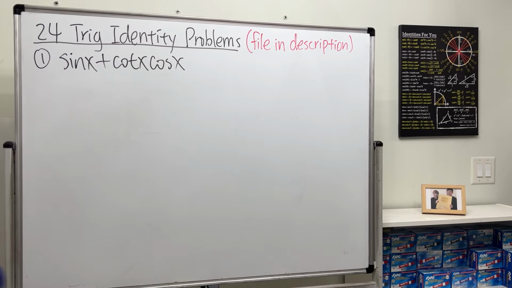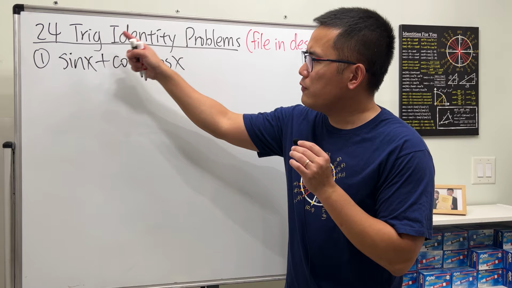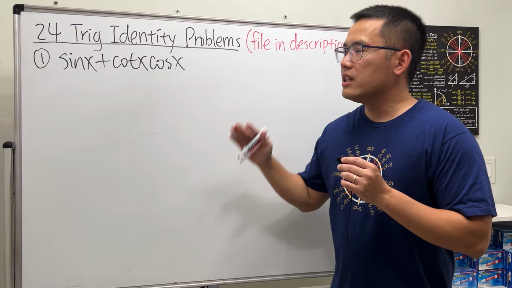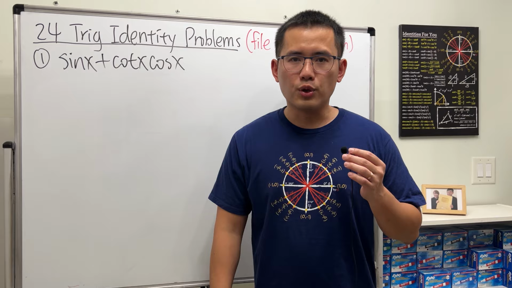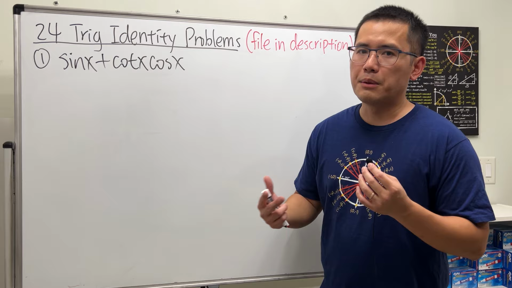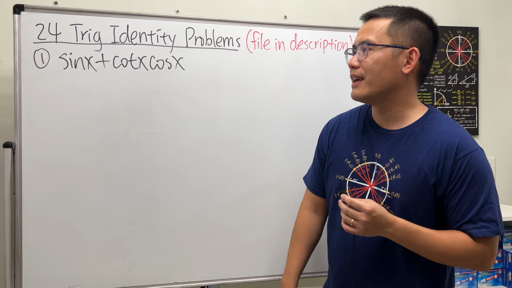Okay, today we are going to do 24 trig identity problems, and of course we'll be doing them in one take. The file is in the description for your convenience already, so make sure you download it first, try the questions before you watch the video. And this video will help you with your trig class and also a pre-calculus class where you have to verify trig identities and maybe come up with some identities on your own, such as the triple angle identity for cosine. Alright, let's go ahead and get started.